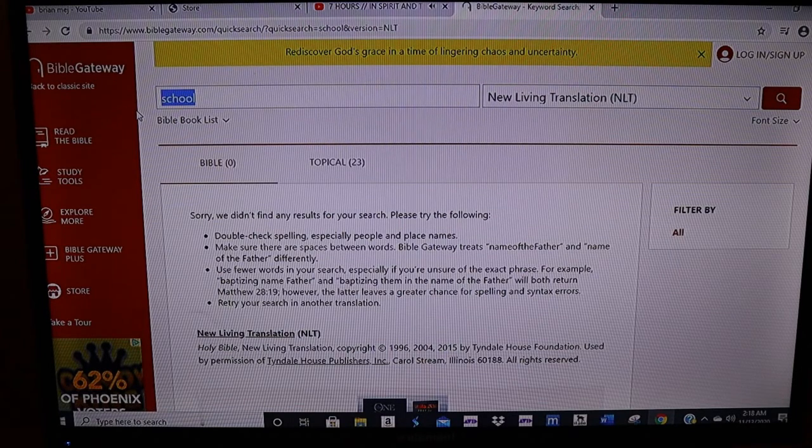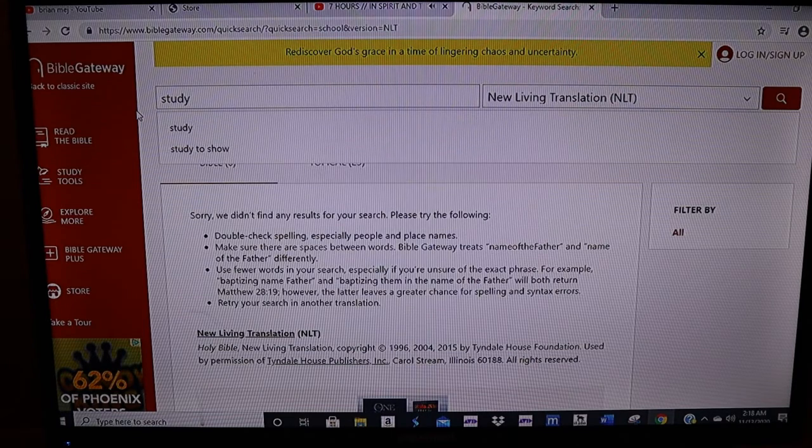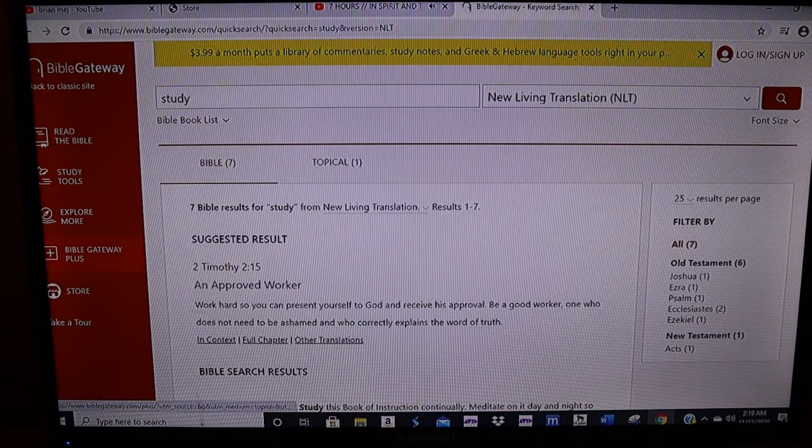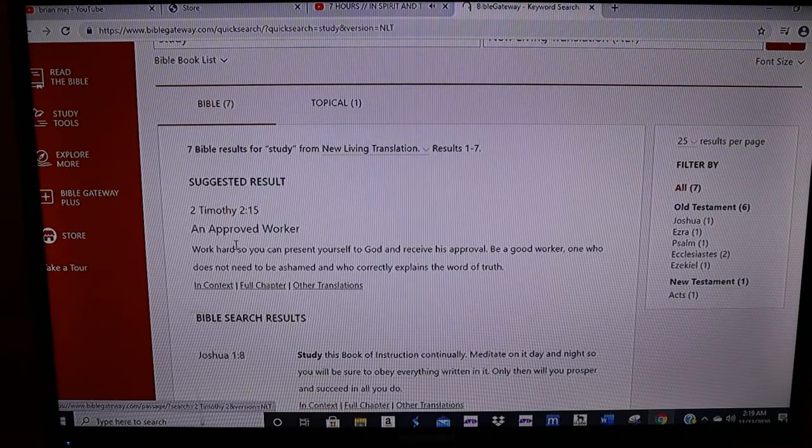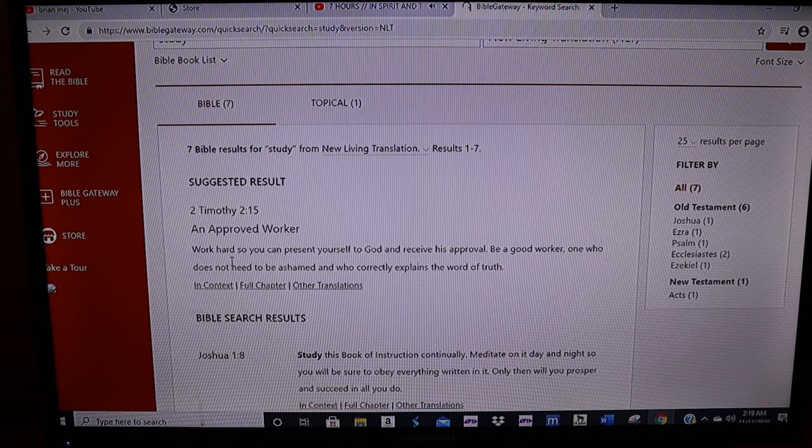So, let's try study. Let's type the word study. And then we got one. 2 Timothy chapter 2, verse 15. Work hard so you can present yourself to God and receive His approval. Be a good worker, one who does not need to be ashamed, and who correctly explains the word of truth.